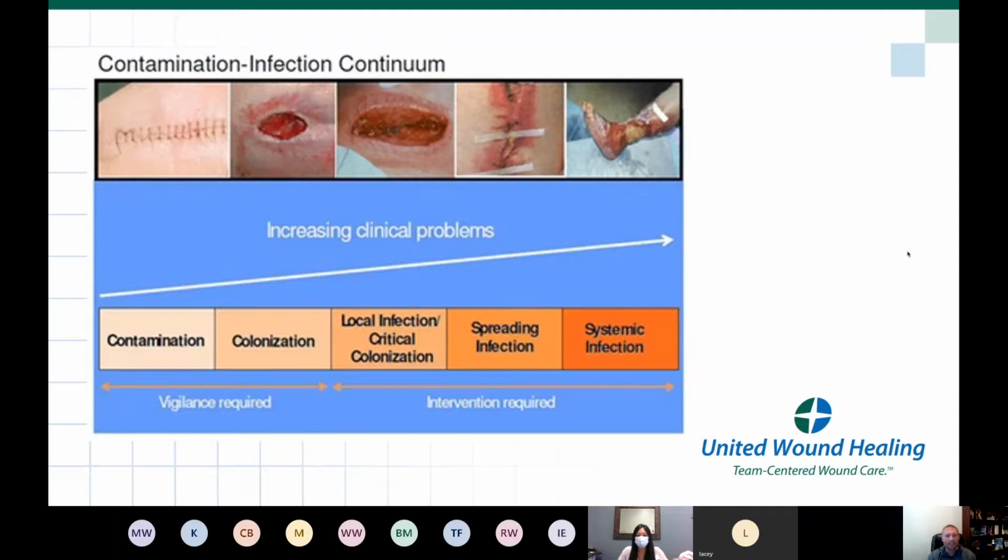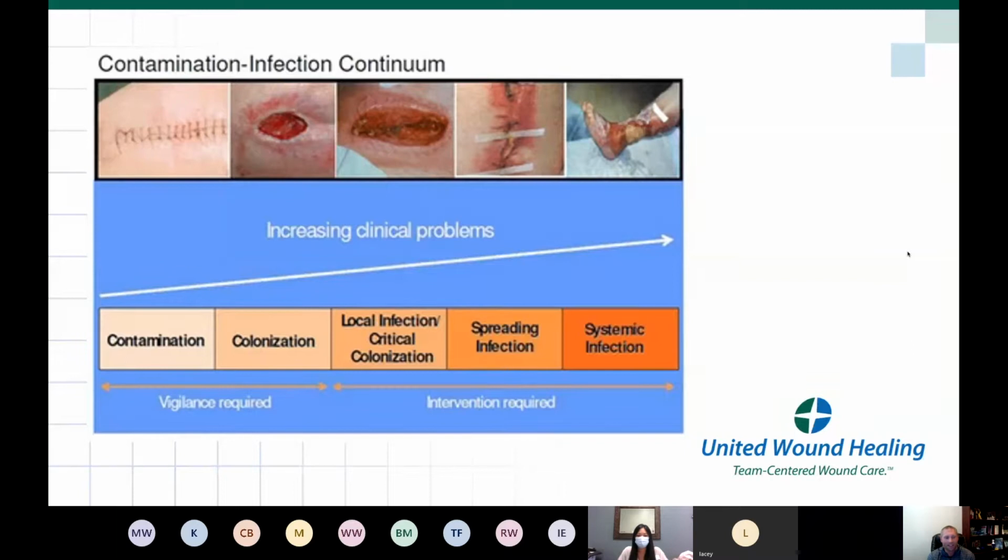And so when it comes to the continuation of infection, it starts with contamination. There is bacteria on all of our skin. Even when we go to the operating room, we put on betadine, we do antibiotics through the IV, we do everything we can preoperatively, perioperatively to prevent infection, but it still happens.